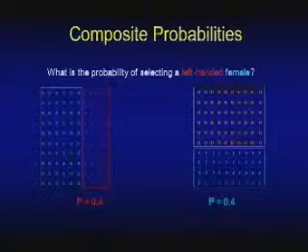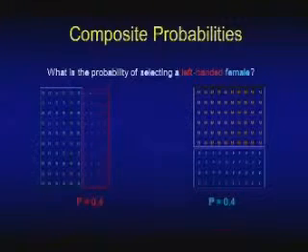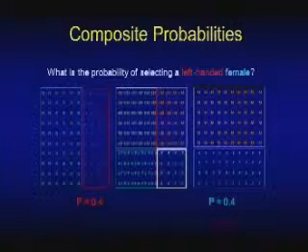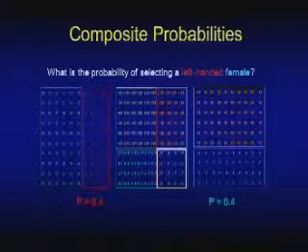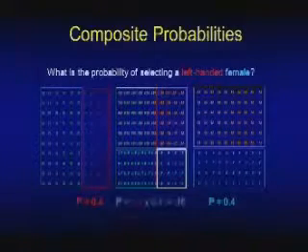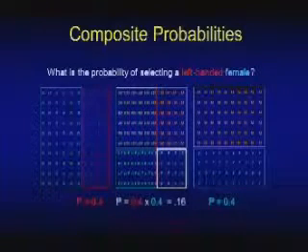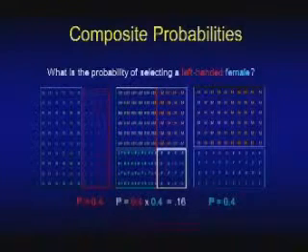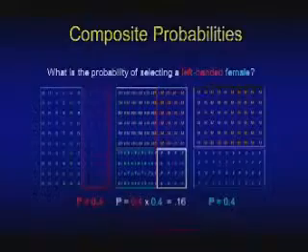Well, I take the distribution of left and right-handedness, I take the distribution of male and female, and I combine those two distributions, and what I'm looking for are those that have those two attributes in common. And obviously, if you go through the math here, that turns out to be 16%, or 0.16.